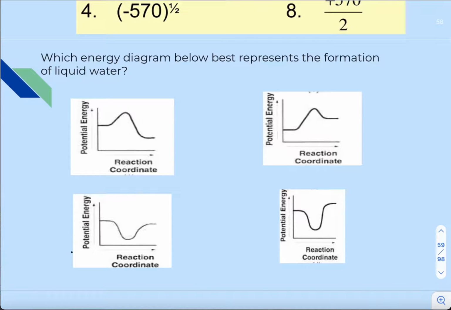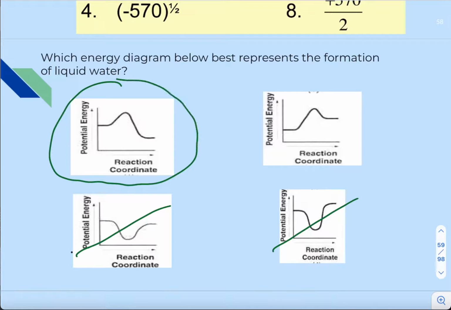Now, let's talk about which one best represents the formation of liquid water. We know that it's not going to be these two. That's not what PE diagrams look like. They have a bump, okay? So the question is, is it endothermic or exothermic? This is exothermic. We just said that delta H would be negative 570 divided by 2. So we would say this one because it is exothermic.